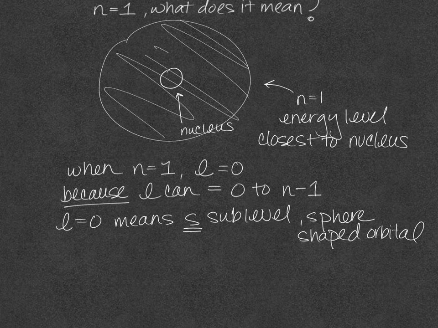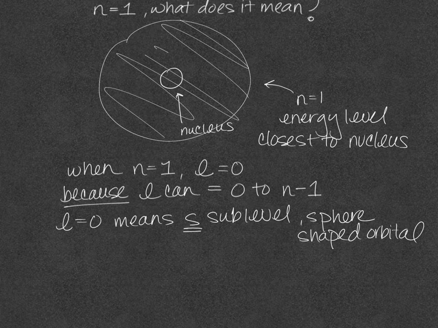So when L equals 0, this means that there is an S sublevel in the first energy level. There is only one sublevel because the angular momentum quantum number L can only equal 0 when n equals 1. Because as we know, n minus 1, in this case, since n equals 1, 1 minus 1 is 0. So the only available type of angular momentum quantum number is 0 when n equals 1. So this means that the sublevel that exists in n equals 1 is an s orbital. It's a spherical shaped orbital.